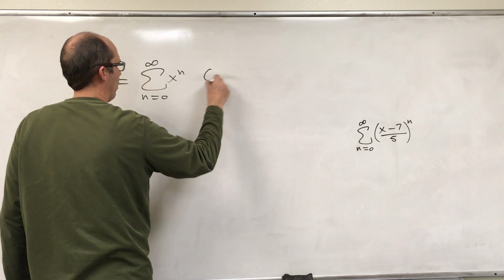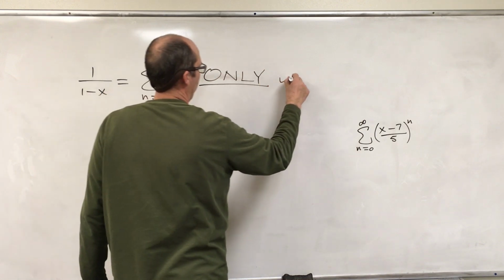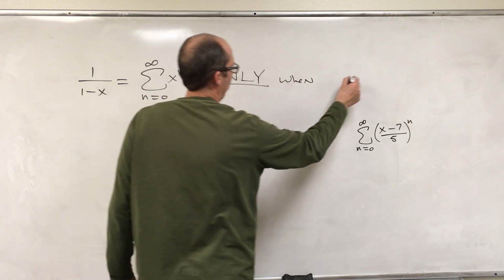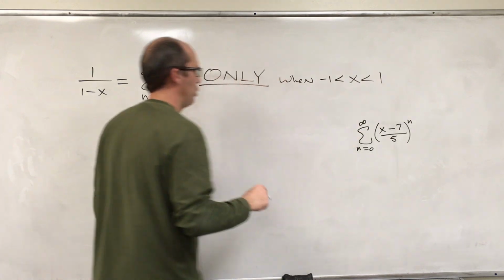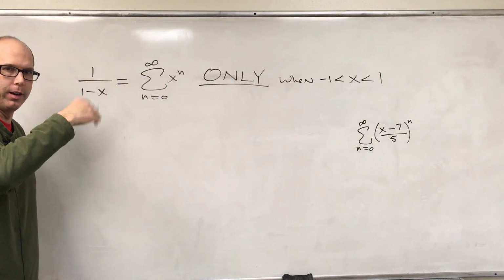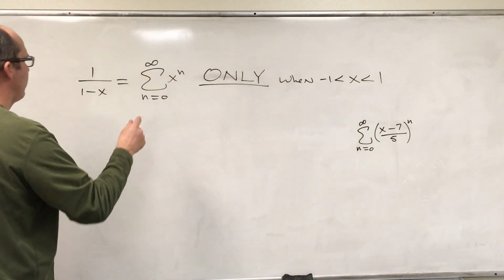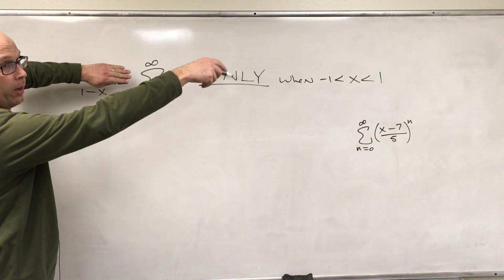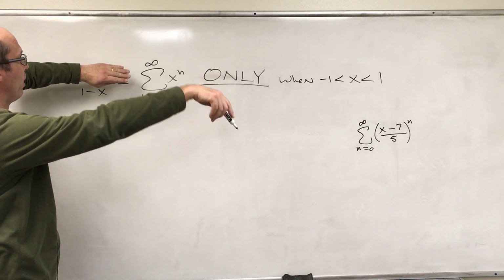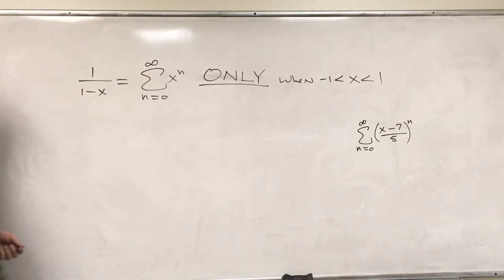I'm going to write this as, only when x is between -1 and 1, not including -1, not including 1. Okay, that means that this thing converges when x is between -1 and 1, and we know something even more. We know that it converges, it has meaning, and we know exactly what it means. It means that.